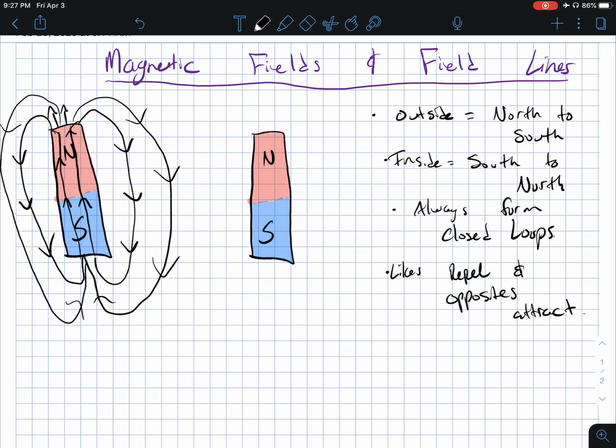Another few things to note about them. Once again, this is just something that you've probably noticed with playing with magnets before, but the closer they are together, the stronger it's going to be. The farther apart, the weaker it'll be.